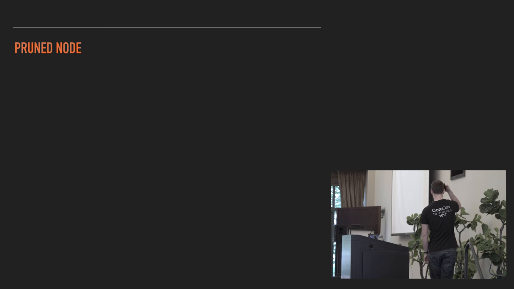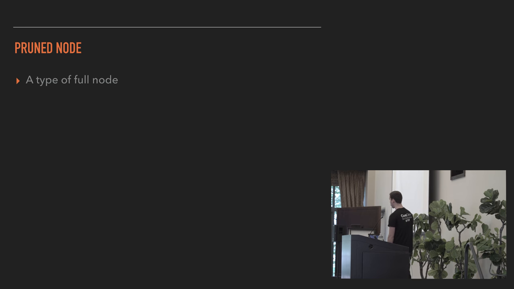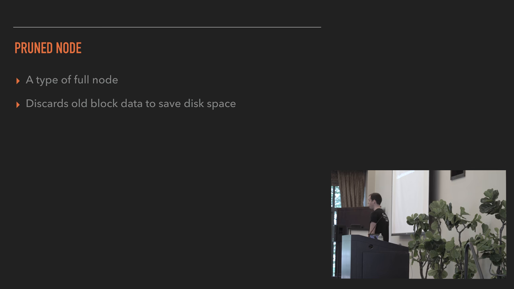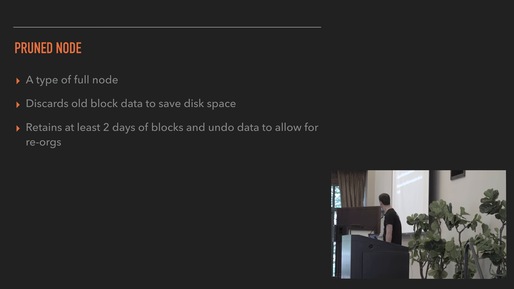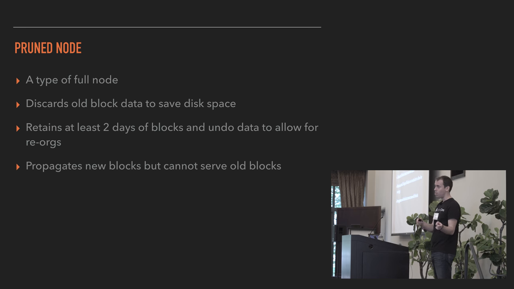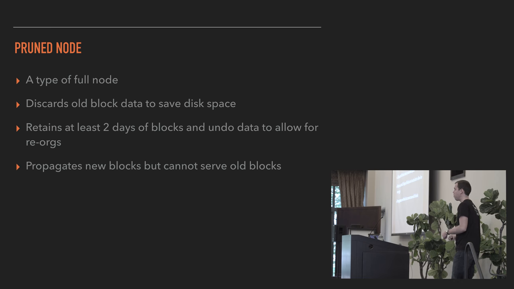There's the concept of a pruned node. This was introduced in V10 or V12, I think. A pruned node is a full node. It's still validating all of the rules of the Bitcoin network. The only difference is it's discarding old blocks after it's validated them. That saves on disk space. It's got to retain a bit of history, I think 2 days minimum, and the undo data that I told you about. So if there's a reorg, even if it's a day-long reorg, which would be a really large reorg, it can still do that. It propagates the new blocks that it sees, but it can't serve old blocks to peers.